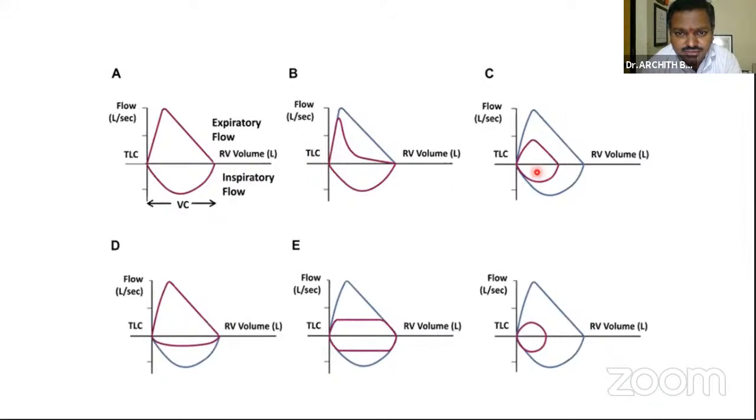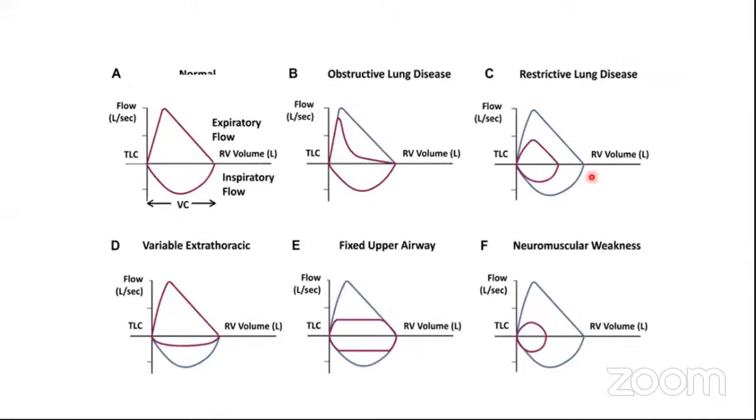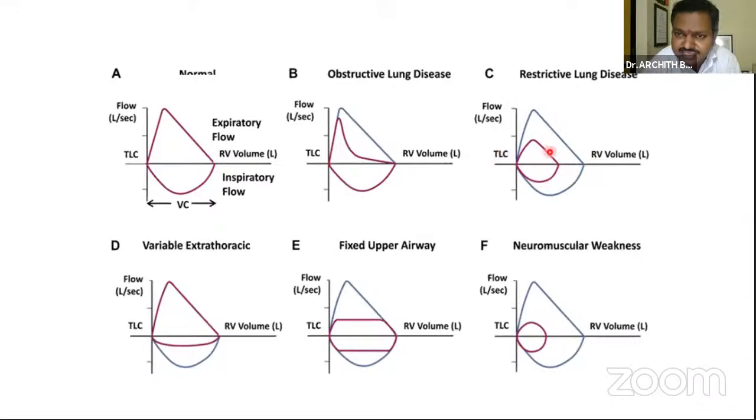The next one, restrictive. So the next one you're seeing is the restrictive pattern, restrictive lung disease, where both the inspiratory and the expiratory limbs are very, very small. It does not reach the total lung capacity itself. So that's the classical restrictive pattern.